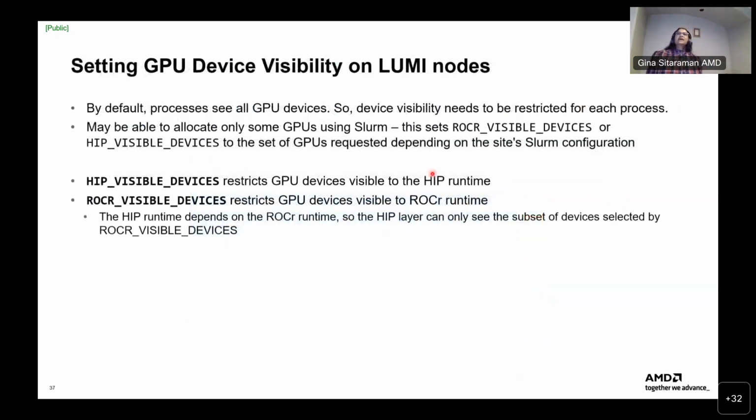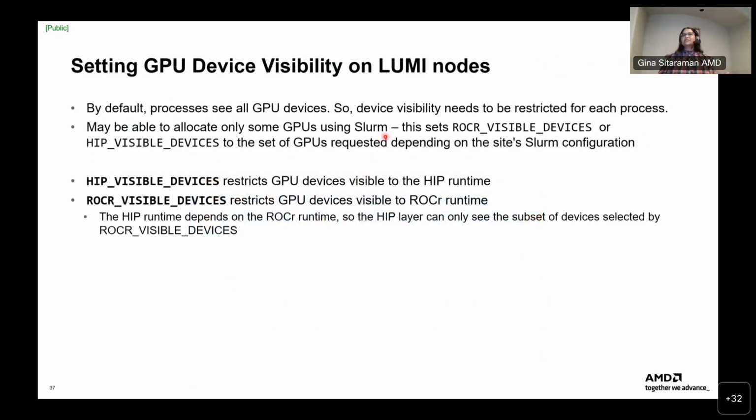Okay, and how would I pick the GPU device for my process? That is done by setting one of these environment variables, right? By default, all the processes see all the GPU devices. So if we want to restrict visibility to a particular GPU device for a given process, then we need to set either HIP_VISIBLE_DEVICES or ROCR_VISIBLE_DEVICES.